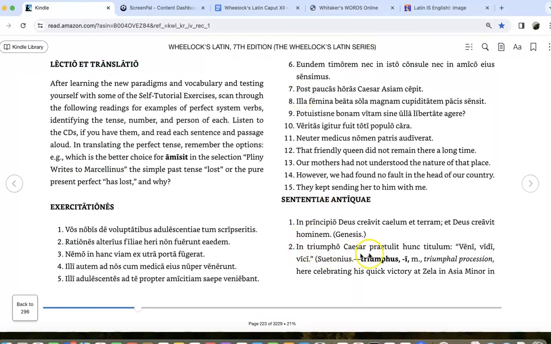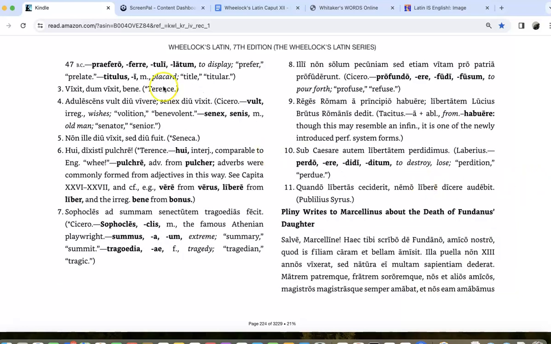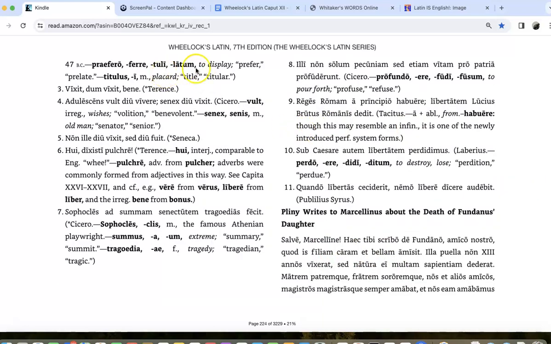Duo in triumpho Caesar praetulit hunc titulum: veni, vidi, vici. So this is from the Roman historian Suetonius, celebrating his quick victory at Zela in Asia Minor in 47 BC, and they give us some vocabulary which we want to use. And it says, in triumph, Caesar praetulit. Here, this is perfect tense because there's that tuli, perfect stem. So remember, if it's in italics, that's a possible translation. If not, these are derivatives from those Latin words. So in triumph, Caesar displayed this placard.